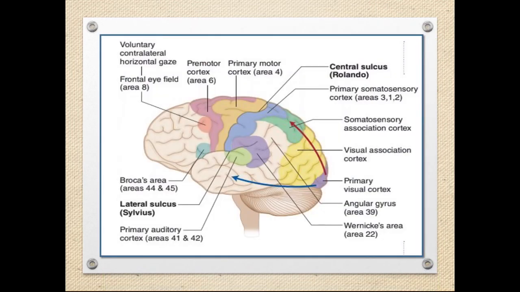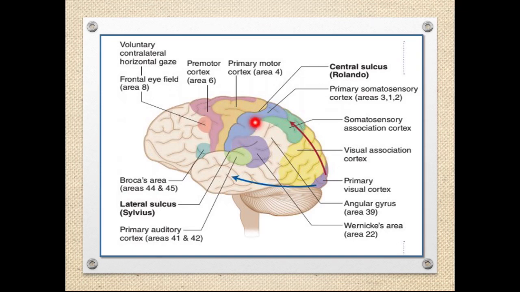The second thing we need to know before going into detail regarding the basal ganglia is this one. You have already read it in your 11th and 12th standard, but still we will quickly go through it. What is this line? This is the central sulcus of Rolando. It is not Ronaldo, it is Rolando. The anterior part of the central sulcus is this one, and this is the posterior part.